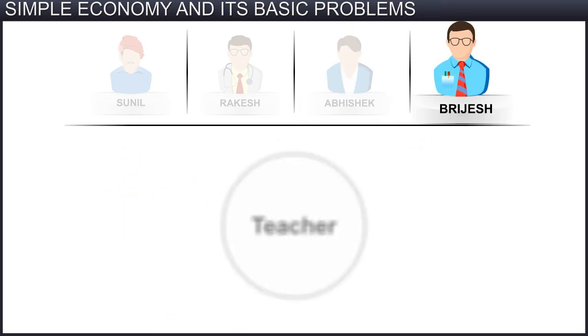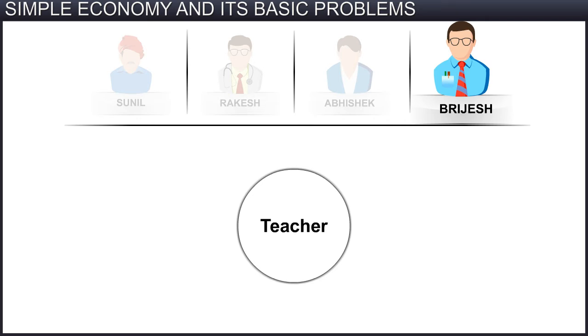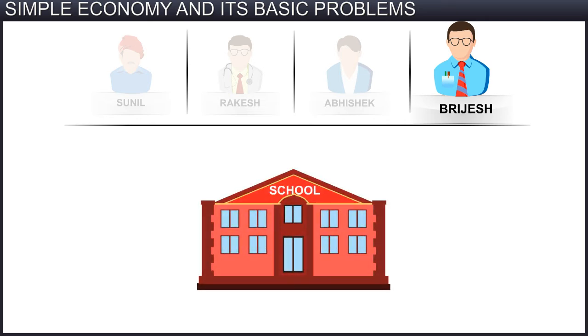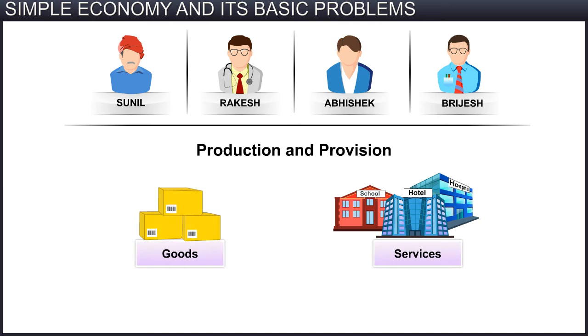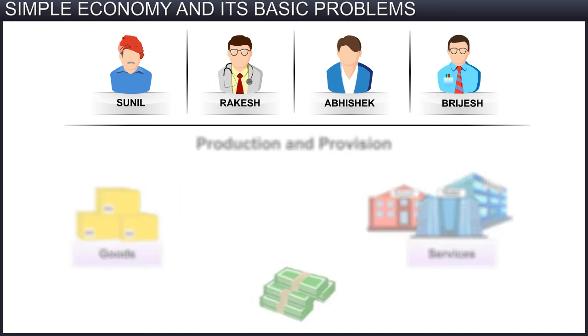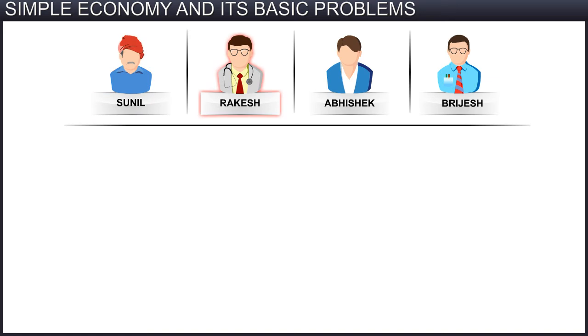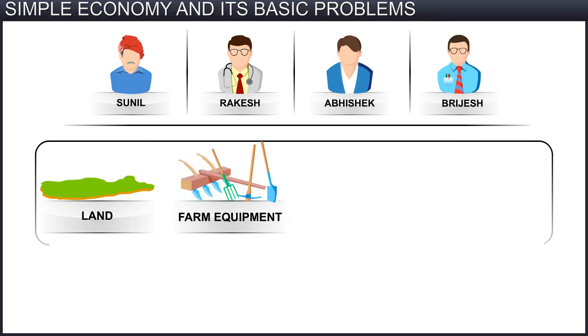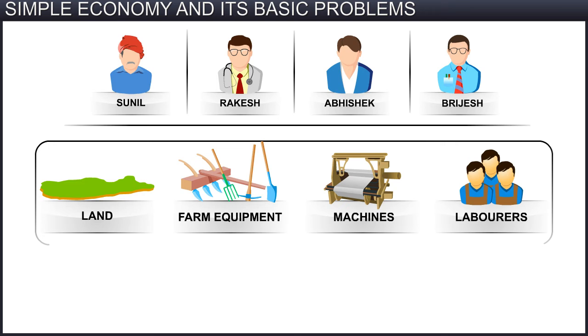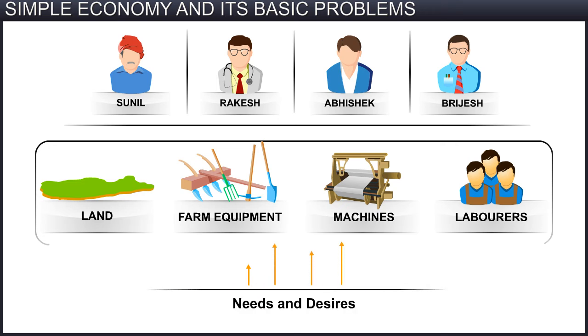Finally, Brijesh is a school teacher. He teaches in one of the government schools to earn his livelihood by way of a monthly salary. So, here we have observed that all 4 friends are engaged in the production and provision of different goods and services in order to earn some money. You will observe that each of them uses some resource at hand, like their own services, land, farm equipment, machines, and labourers, etc., to fulfil their desires.